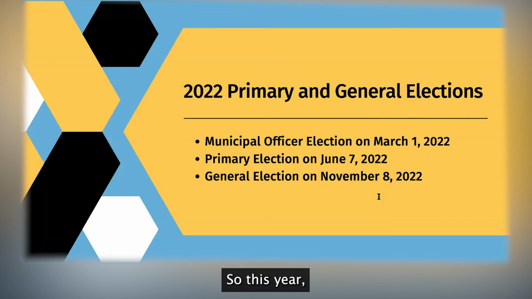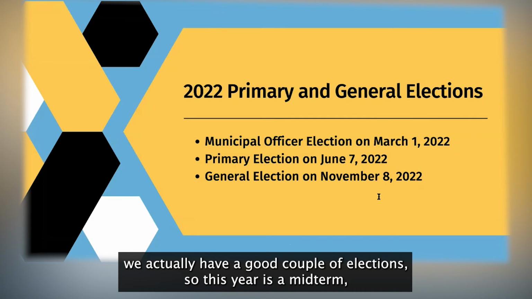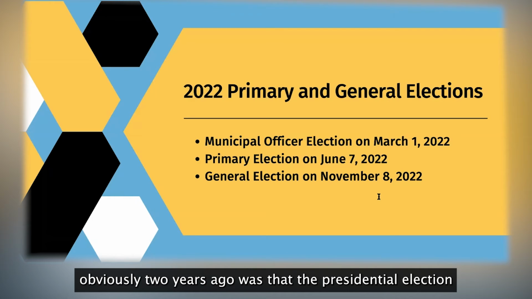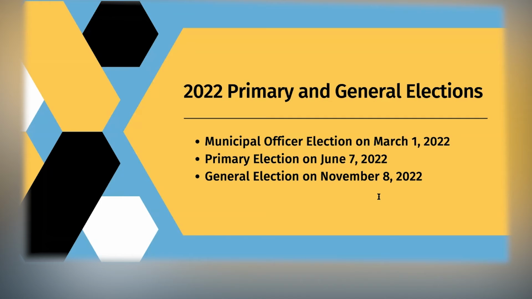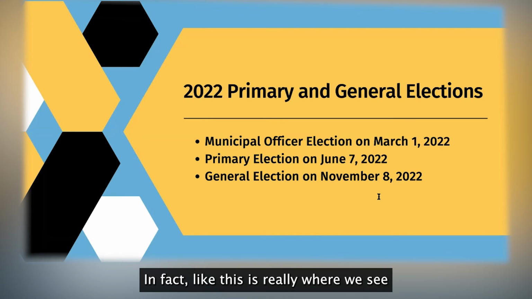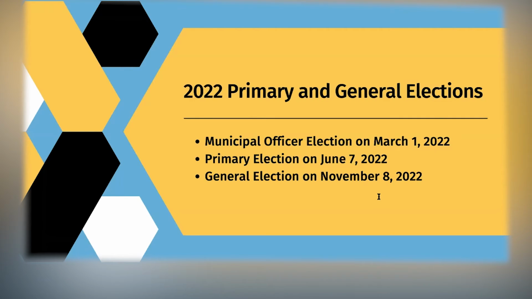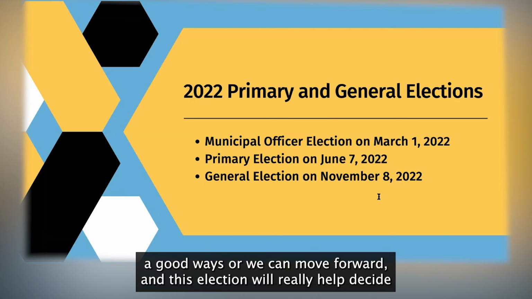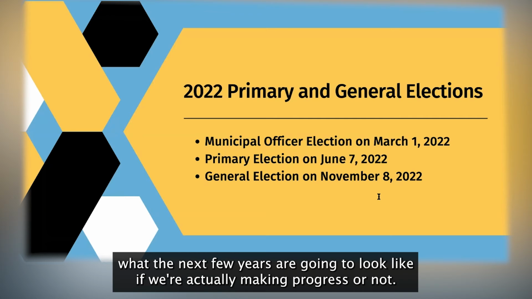So this year, we actually have a good couple of elections. This year is a midterm. Obviously, two years ago was the presidential election. This year is a reduced number of people who are going to be on the ballot, but it is no less important at all. In fact, this is really where we see either we can slide back a good ways or we can move forward. And this election will really help decide what the next few years are going to look like, if we're actually making progress or not.